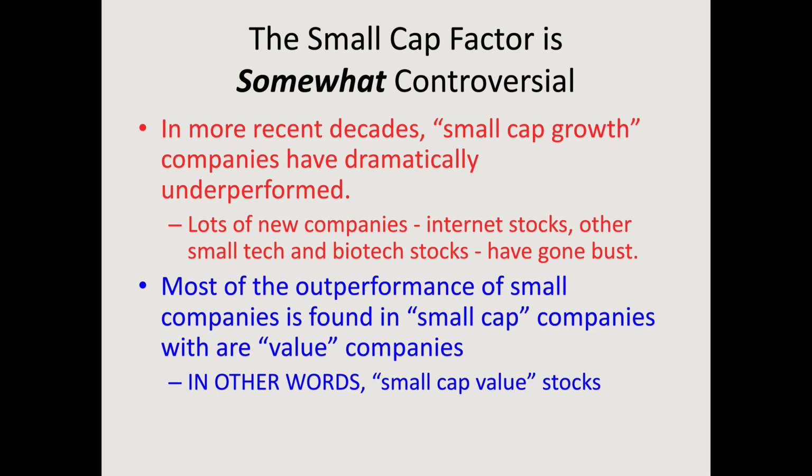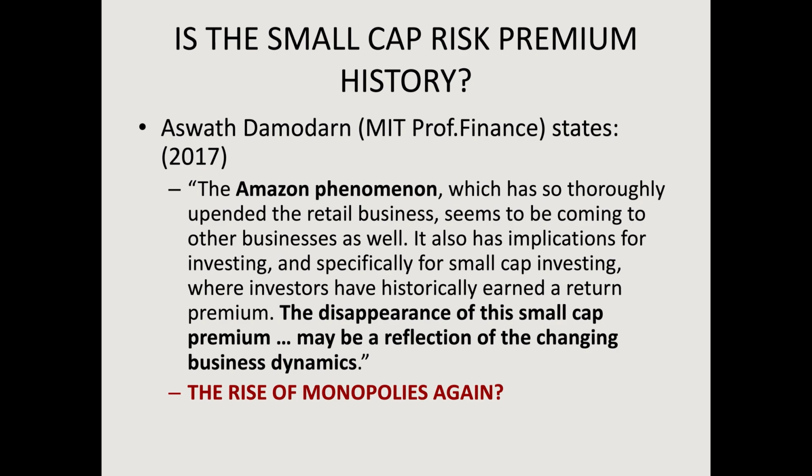So there have been some indications asking, is the small cap risk premium going to continue? There have been several commentators, and Aswath Damodaran, a finance professor, basically says we've got to look at this Amazon phenomenon. I wouldn't say just Amazon, because you have other big companies like Apple and Alphabet, which is Google essentially, and Facebook and others. These companies, especially Amazon, have upended the retail business. Therefore you might see a disappearance of the small cap premium because business is changing going forward. Basically, monopolies are occurring, and the like.